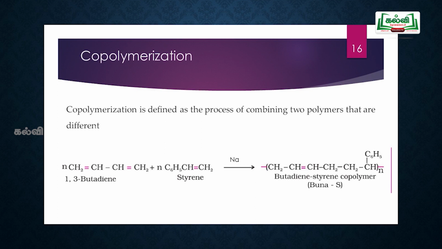Buna-S, butadiene, styrene, copolymer. What's the difference between addition polymer and copolymer? In both cases, monomers are added together without eliminating anything, but in addition polymerization, only one kind of monomer is involved, say polyethylene. In copolymerization, two different kinds of monomers are involved. That's an important thing. Here also there is no byproduct, only a single product. So that is why it is called copolymerization. N molecules of 1,3-butadiene and N molecules of styrene on polymerization give Buna-S rubber, which is an example of copolymerization.